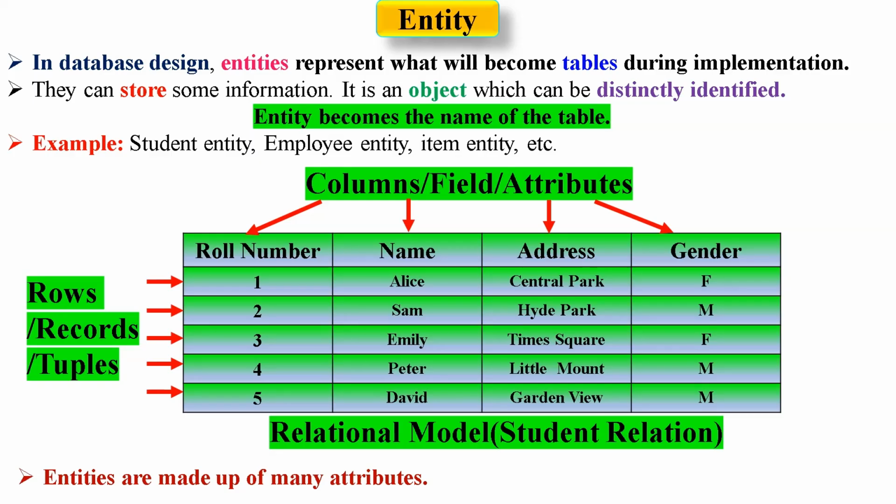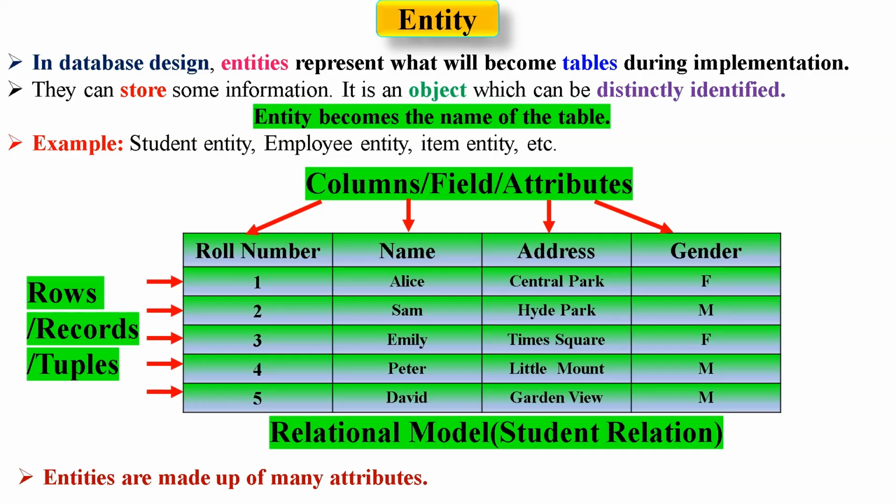The term entity is used to describe a person, a place, an object, a thing. Entity is an object which can be distinctly identified. Entity becomes the name of the table. For example, student entity, employee entity, item entity, etc. Entities are made up of many attributes.